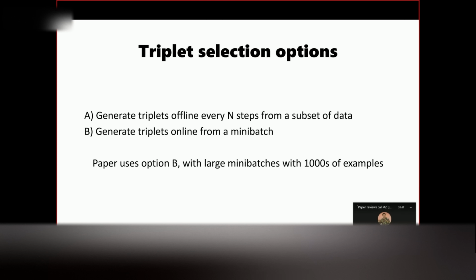And they use this with mini batches of 1,000 or more. The reason they don't do it on the full set of data is that you would always pick mislabeled images, because mislabeled images for positives would have a large distance, and mislabeled images for negatives would have a small difference. So that's why you don't want to do that with a full set. Does that make sense? Hopefully.